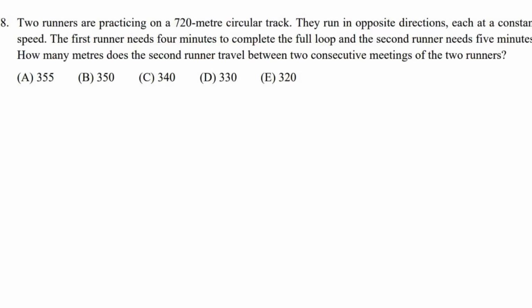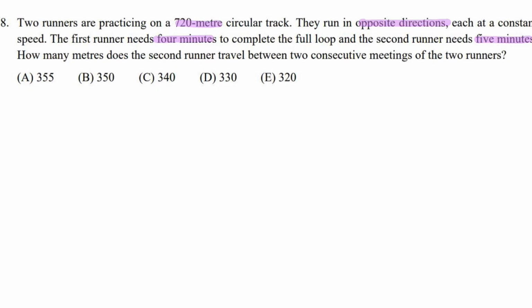Today we're working on Kangaroo 2017 grade 7 to 8 exam, question 28, and it's a great math problem. So let's get started. Two runners are practicing on a 720-meter circular track. They run in opposite directions, each at a constant speed. The first runner needs 4 minutes to complete the track, and the second runner needs 5 minutes to complete the track. How many meters does the second runner travel between the two consecutive meetings of the two runners?